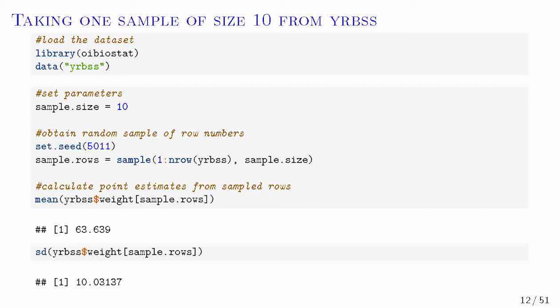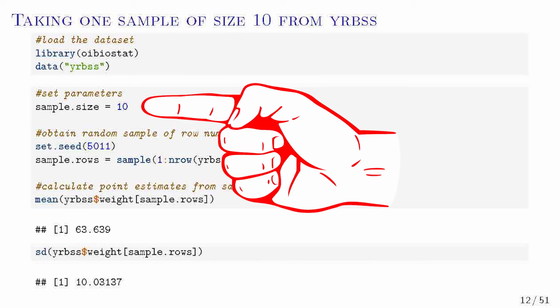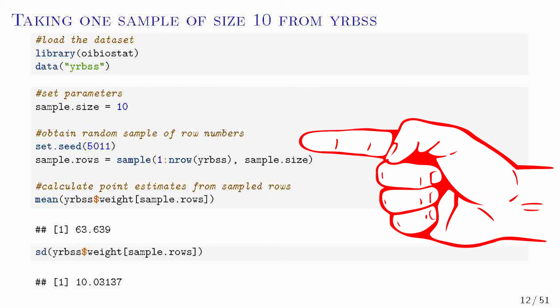The first thing to notice is that the hashtag symbol, where on the top line it says load the dataset, doesn't really do anything. That's just telling you what's happening in words. Then it says library, and then data, and then YRBSS in quotes. That's just loading the data, the data set that we've been talking about, into the computer memory. Then we tell the computer how big the sample size is. The name sample size could be anything, but just to keep things simple, it says sample size. In the next section, we obtain a random sample of row numbers.